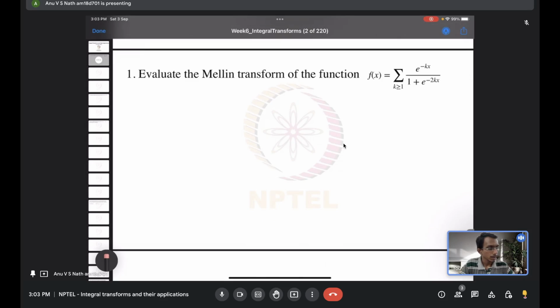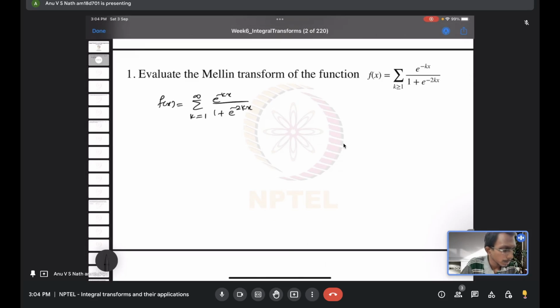So first of all, evaluate the Mellin transform of the function, which is given as a series. It's a summation over all integer k greater than or equal to 1 of e raised to minus kx divided by 1 plus e raised to minus 2kx. So we can write the function as the sum from k equal to 1 to infinity of e raised to minus kx divided by 1 plus e raised to minus 2kx.